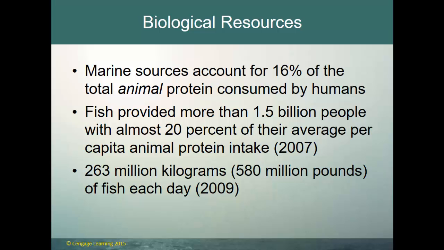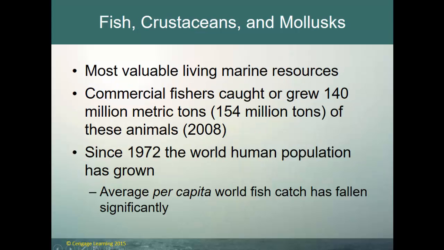Marine sources account for about 16% of the total animal protein consumed by human beings. Fish provided more than 1.5 billion people with almost 20% of their average per capita animal protein. That was back in 2007. And in 2009, we registered 580 million pounds of fish consumed each and every day. That is a lot of protein.